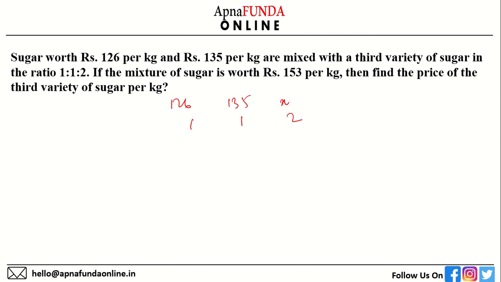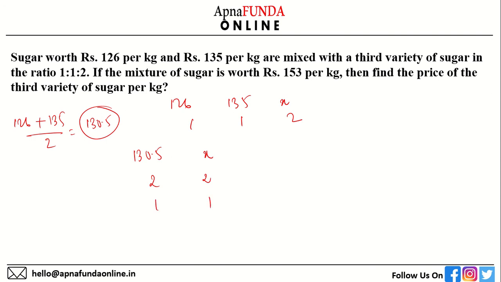Now, the first step that we'll do when we have such a situation is to try to bring it down to two varieties only. So step one: since we know the first two varieties' prices, let's find the mean price of those. 126 plus 135 divided by 2 is equal to 130.5. So now can I say that 130.5 is one variety of sugar and the other variety of sugar X is mixed in the ratio of 2 is to 2, or better said, 1 is to 1.